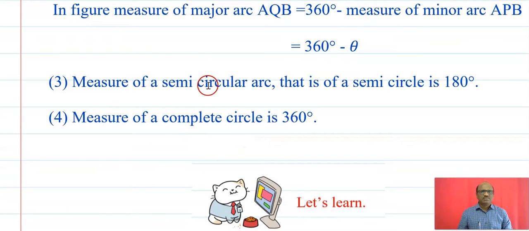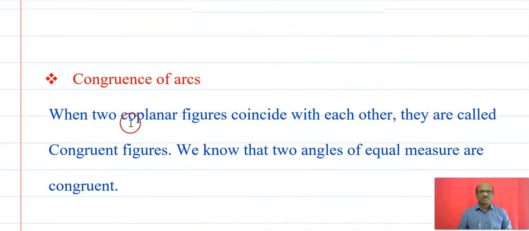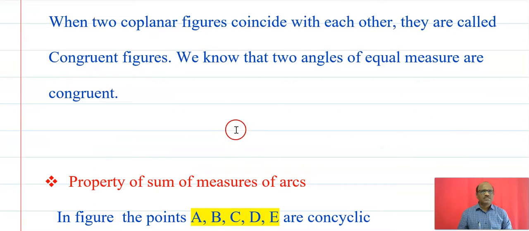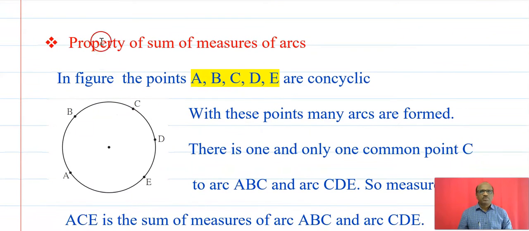The measure of a semicircular arc, that is, of a semicircle, is 180, and the measure of a complete circle is 360. Now let's learn something new. When two coplanar figures coincide with each other, they are called congruent figures. We know that two angles of equal measures are congruent. The property of the sum of measures of arcs.